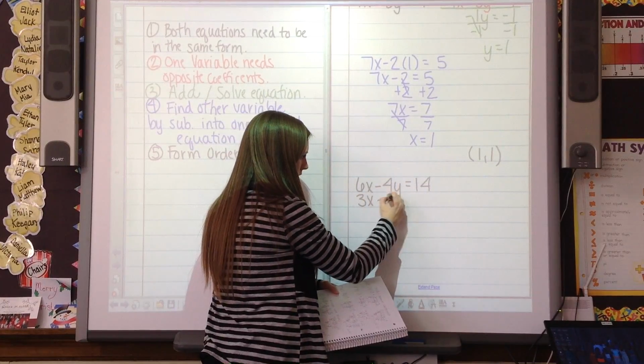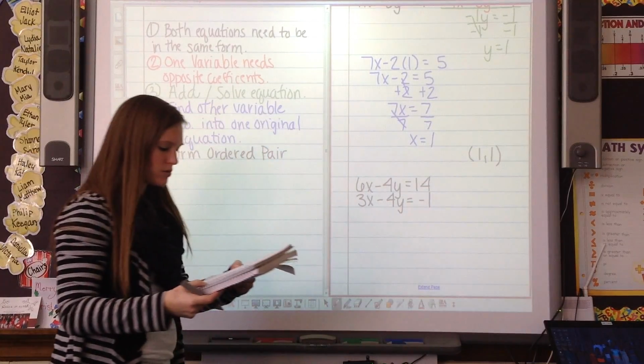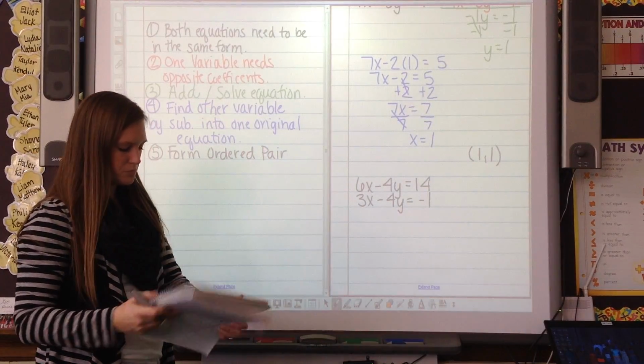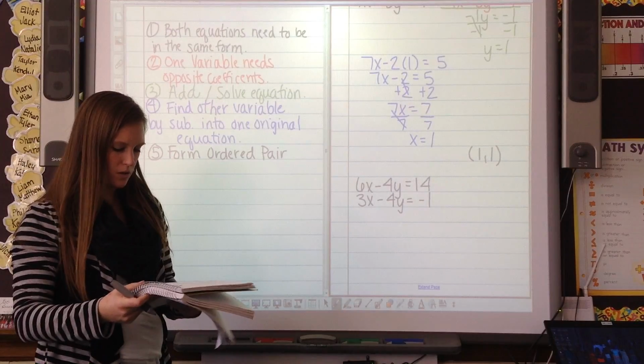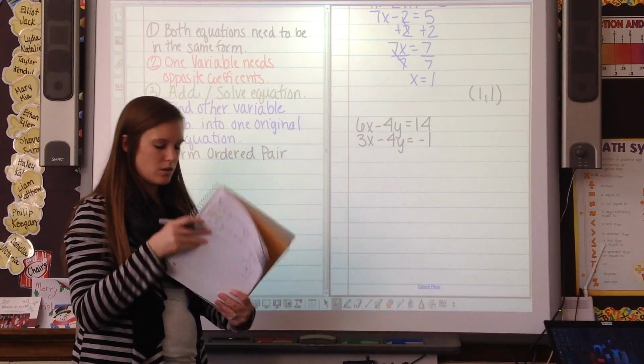3x minus 4y equals a negative 1. Go ahead, push pause and try that now. Okay, I have one more set of problems to show you. One more time.